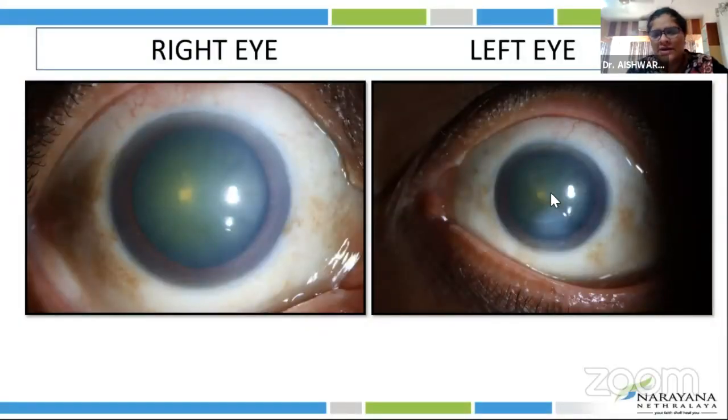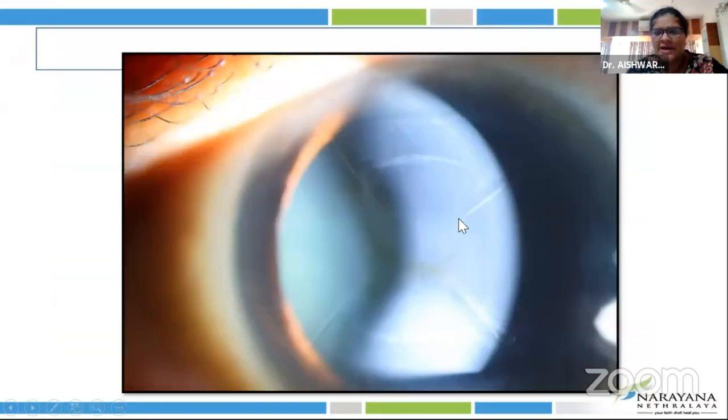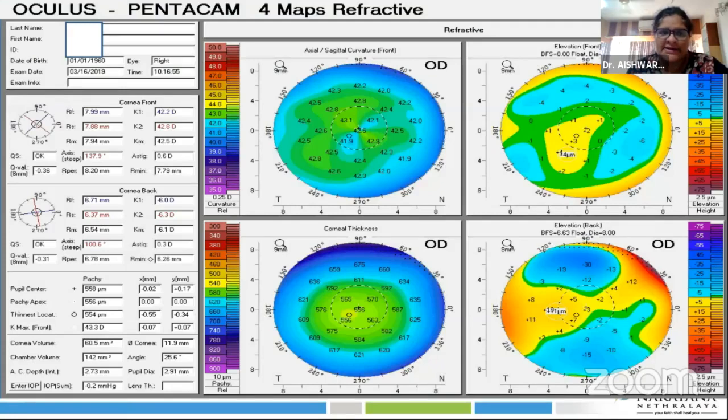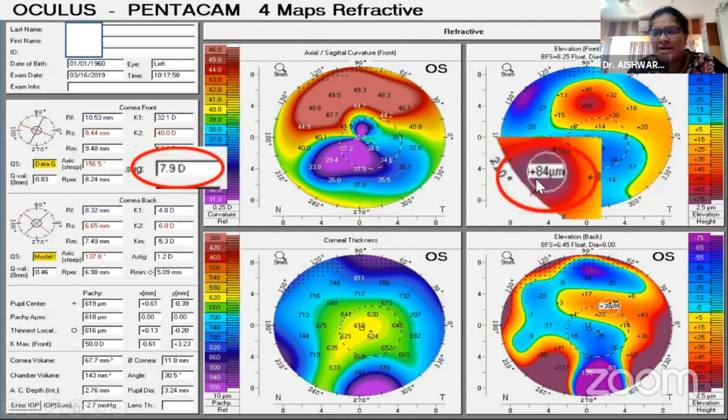This is how the right eye and the left eye looked. If you can see the left eye scars over here, pretty prominent. These are the crosscut scars and the AK scars, with the iron line deposition present over here. Astigmatism was around 0.6 in the right eye and the left eye was 7.9. See the difference between K1 and K2, 32 and 40 diopters over here. And the steepening was around plus 84 microns in the left eye on the elevation front.